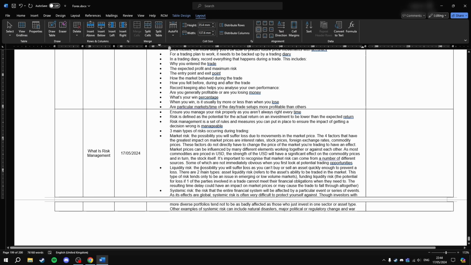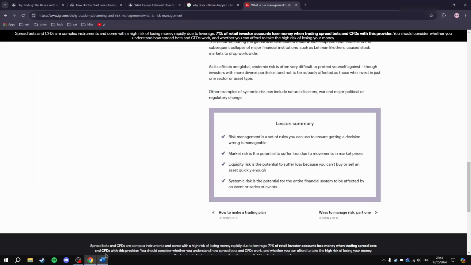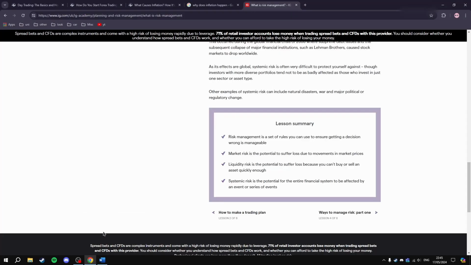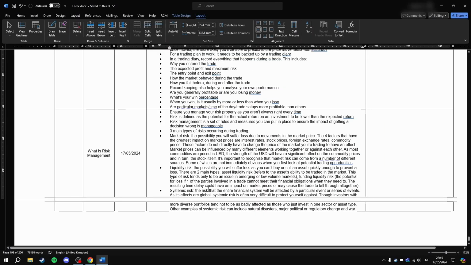So liquidity risk is the possibility you will suffer loss because you can't buy or sell an asset quickly enough to prevent a loss. Systemic risk is the potential for the entire financial system to be affected by an event or series of events.